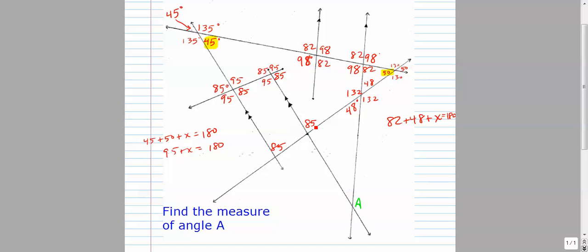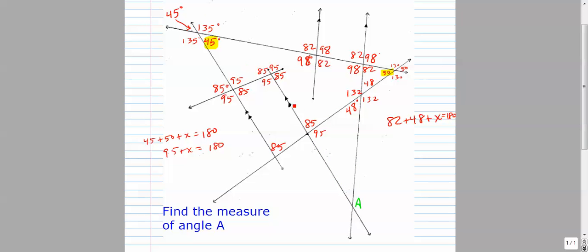Jump. Parallel lines will jump us there. 95 will jump us there. So now we're ready to finally make our last push towards angle A. And again, I want you to look at the shapes that make up this figure. Right? We have another triangle right there. Those angles inside the green triangle add up to 180.